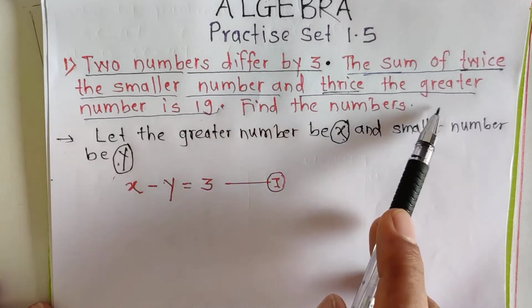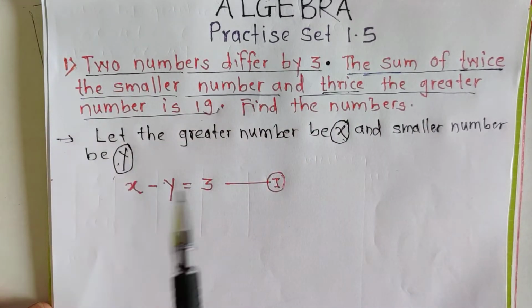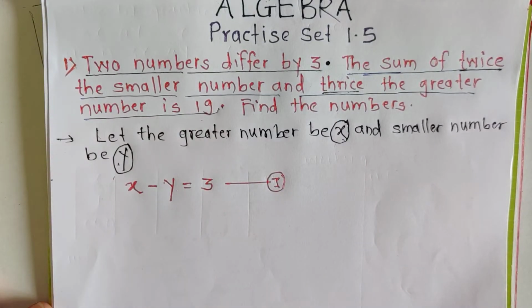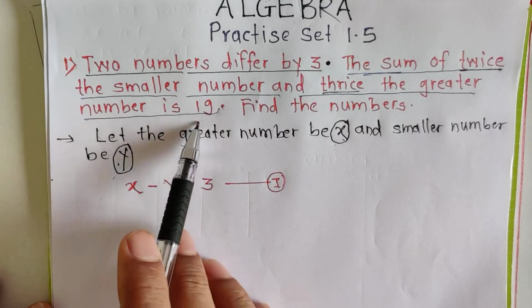And thrice the greater number, 3 times the greater number. Which one is the greater number? X. So 3 times of that number, that means 3x. So 3x and 2y, their sum is 19.